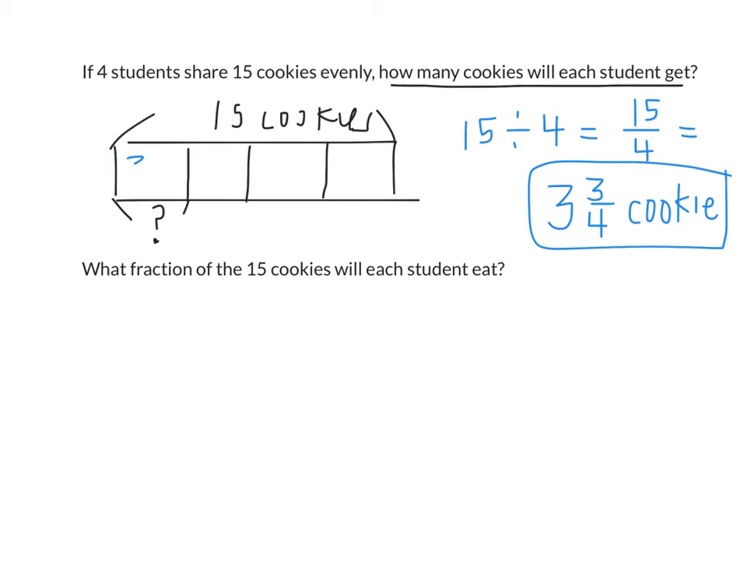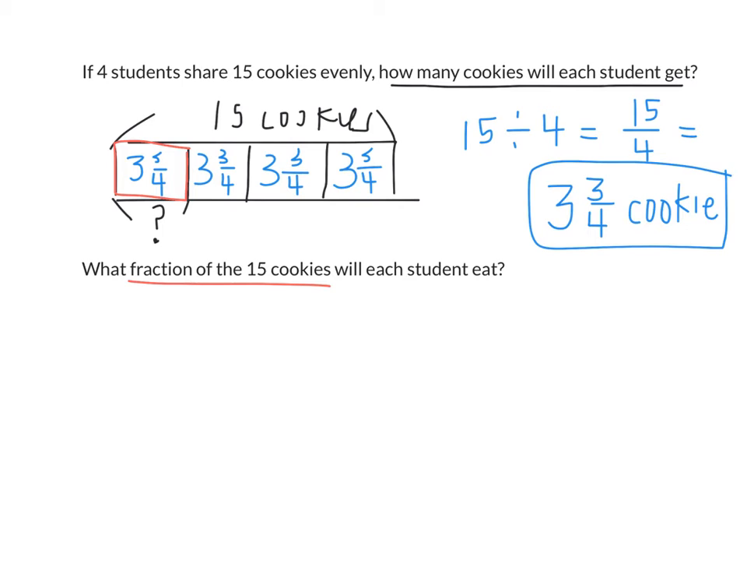That means that this student gets 3 3/4, this student gets 3 3/4, this student gets 3 3/4, and this student gets 3 3/4. Right? Do you guys agree? Part 2 is asking, what fraction of the 15 cookies will each student get? What fraction of all the cookies is this student getting? 3 3/4. Well, they're getting 3 3/4 cookies. But is that a fraction of all the 15 cookies?